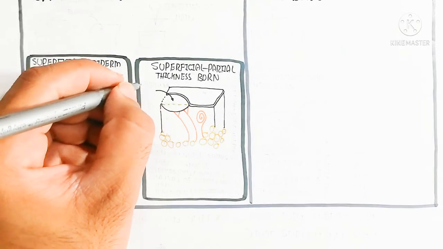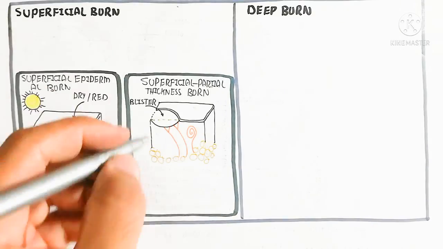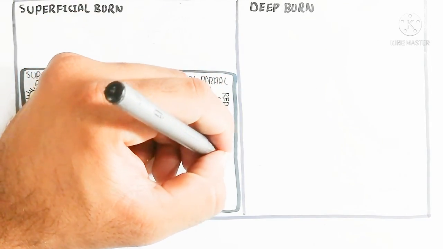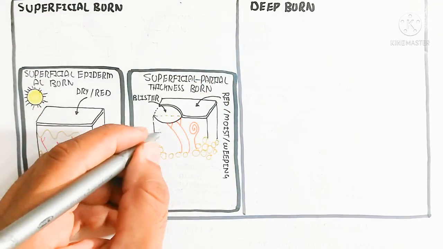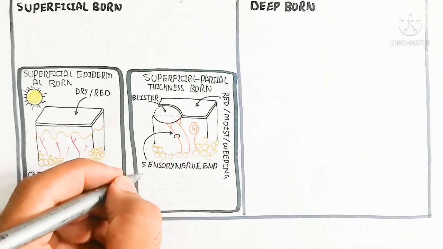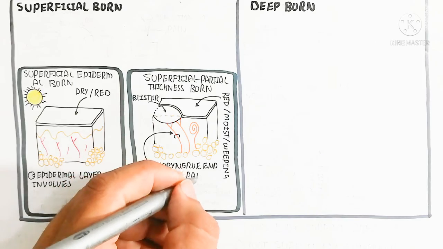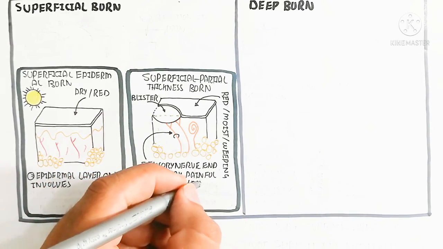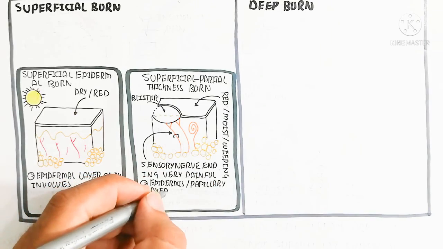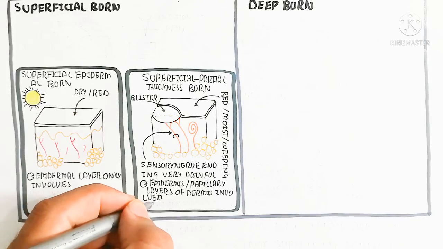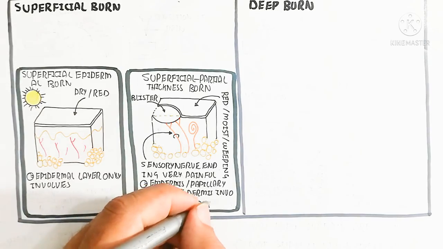On the other hand, in the superficial partial thickness burn, the epidermal layer will be burned and blister formation will occur, and the appearance is red, moist, and weeping. The sensory nerve endings are very painful, but will not be damaged. The epidermis and the papillary layer of the dermis are involved, with blister formation.